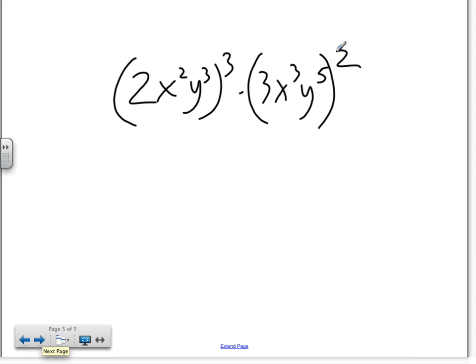First of all, here's my question for you. Is this big thing a monomial? Yes. Why? Because everything is being multiplied. They're all linked up by multiplication. Very good.